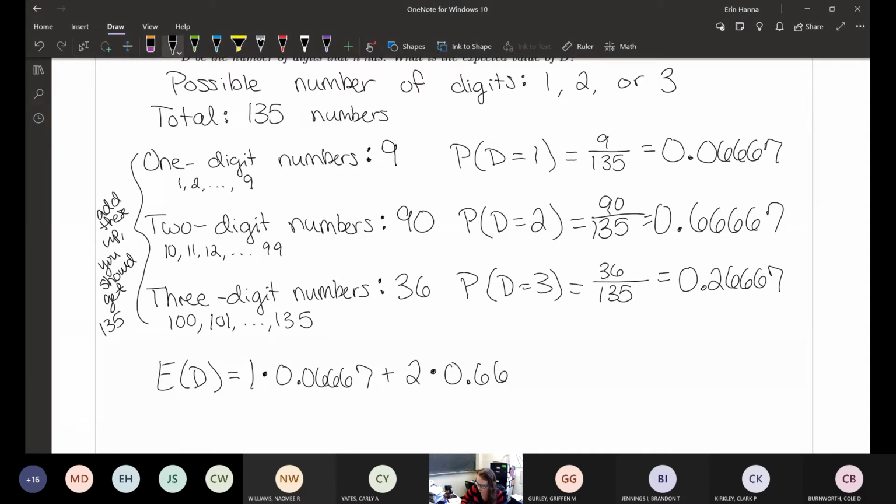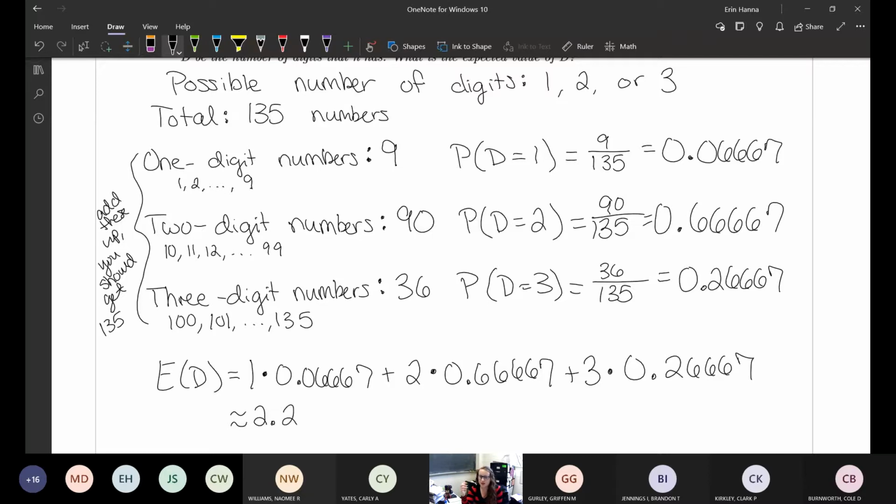of that was 0.66667. Lots of sixes. And then we have to add that to just that last value. That last possible value is 3. And the probability of getting that value, 0.26667. Punch that into a calculator. Get approximately 2.2. And so remember what this is actually telling us.